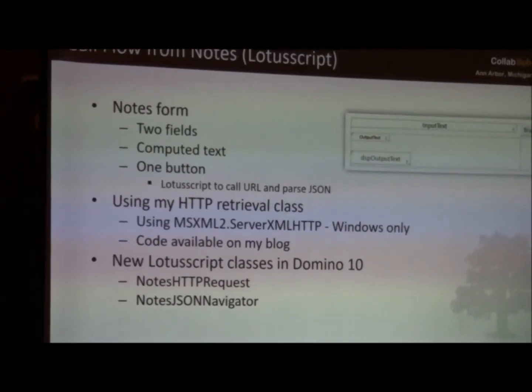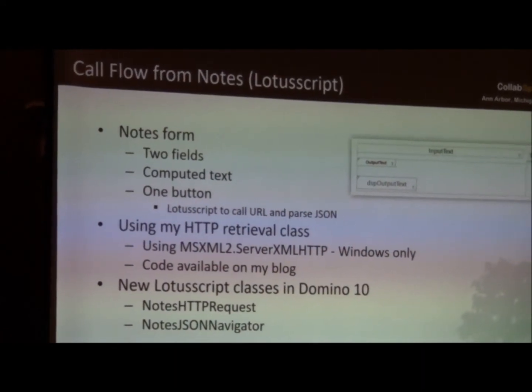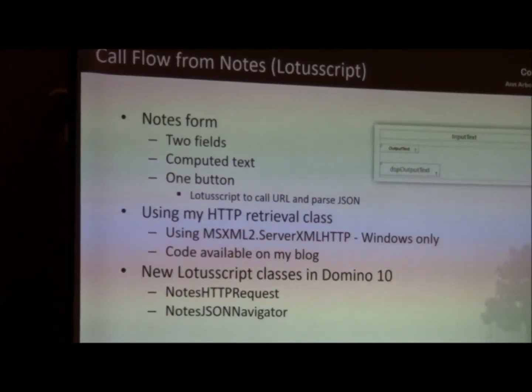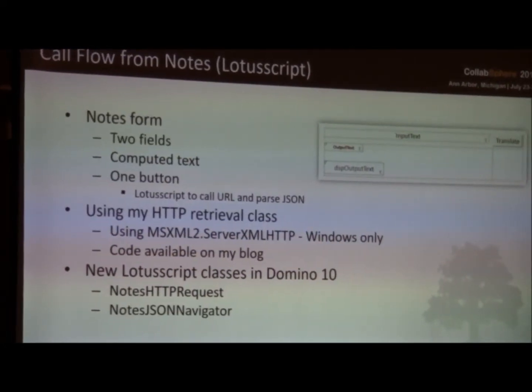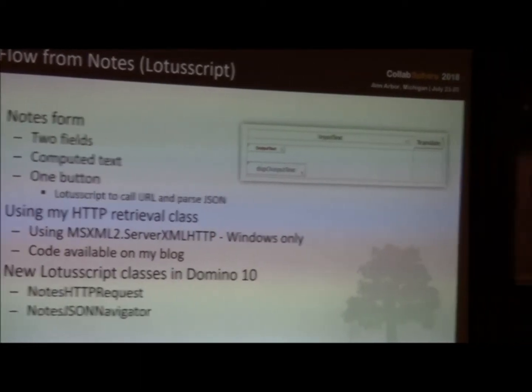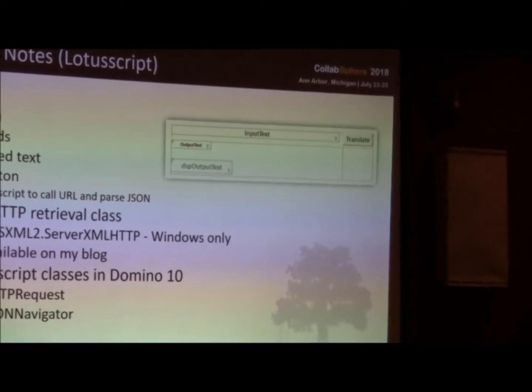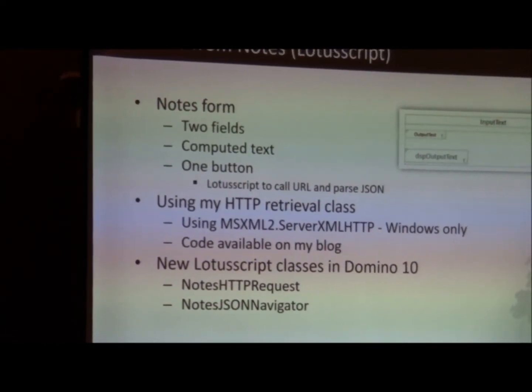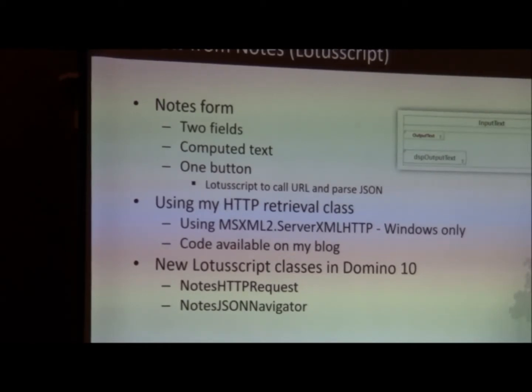So let's do exactly the same thing in Notes. We use LotusScript. We create a form, has the same layout pretty much. You have an input text, you have a translation button, you have output text, which is a hidden field, and then I have a display output text. It's not using computed text, as the slide says. It's actually a computed for display field. The reason I do that is you can't edit it, it just shows up as plain text.